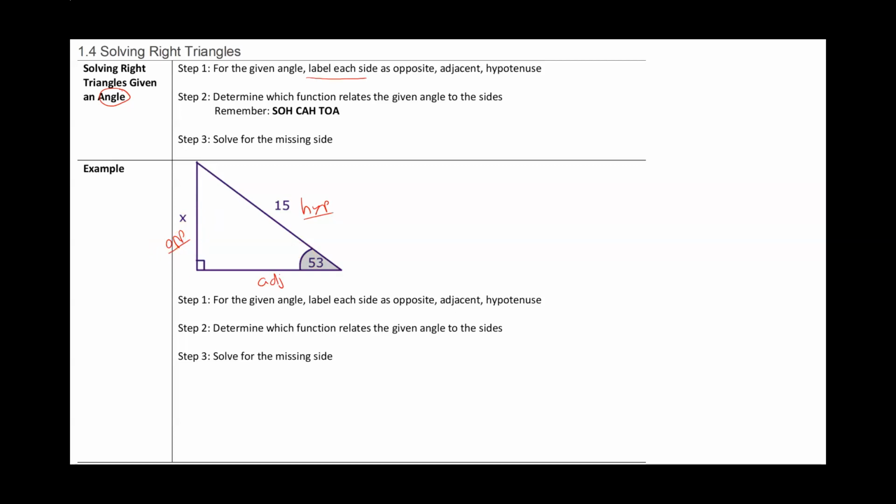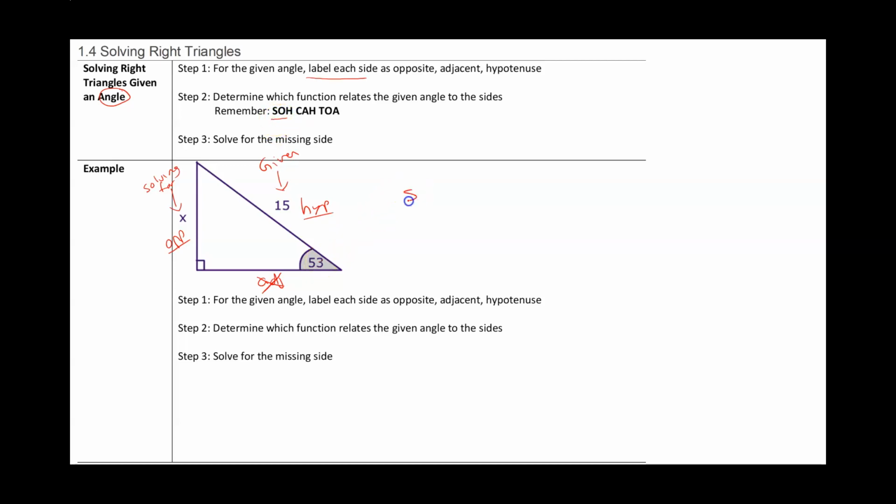Now, let's look at what is given and what we're solving for. We're given the hypotenuse, which is 15, and we're solving for x. So the two relevant sides, right now we don't care about this one, are the opposite and the hypotenuse. Let's think about which function relates the opposite and the hypotenuse. That's going to be the sine function. Sine relates opposite and hypotenuse.